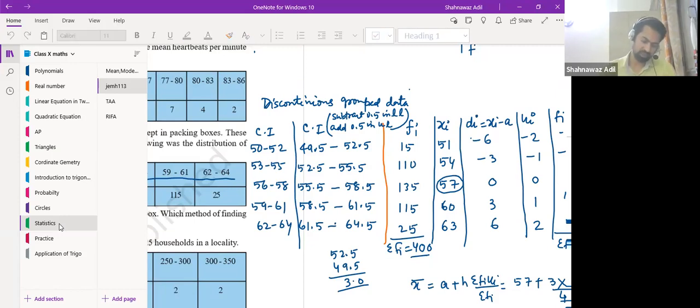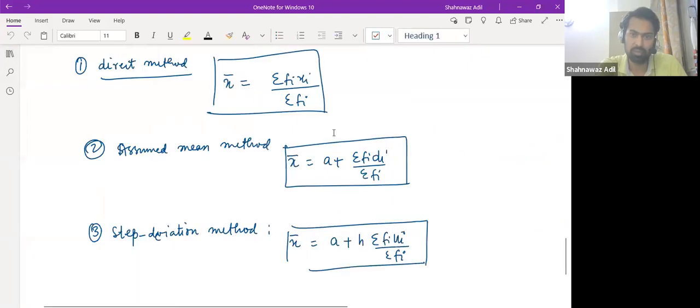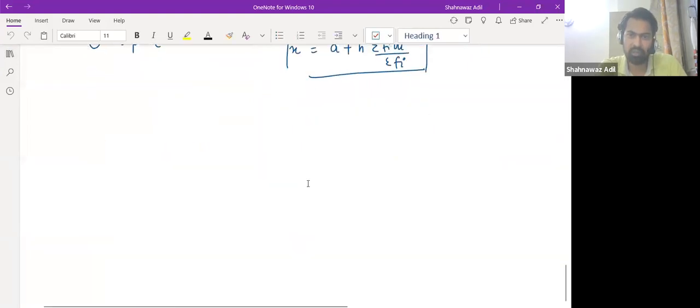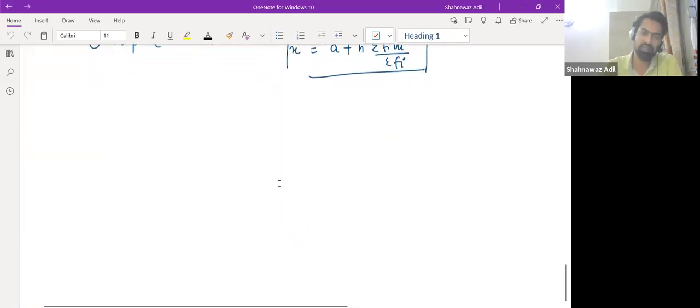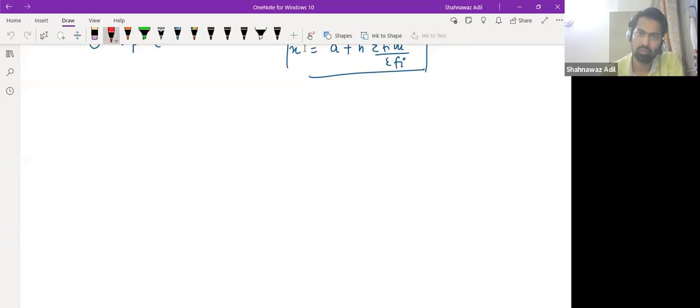the data, right? So where the maximum of the data is centered, that part is told by the mode. Okay, so this mean part, we understood all these three methods. Now the second thing is the mode of the grouped data.